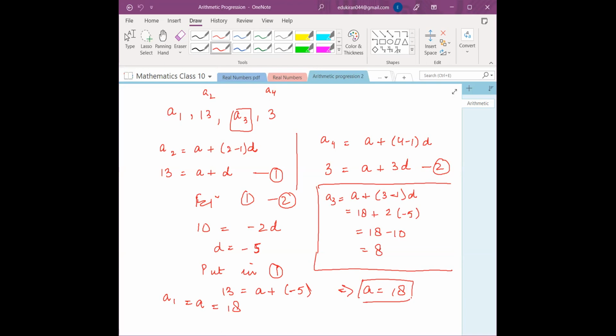Now in this AP chapter, nothing is omitted in the CBSE. The whole chapter will come in the exam. So do every exercise. Yes, are you trying the third part? Yes, ma'am.